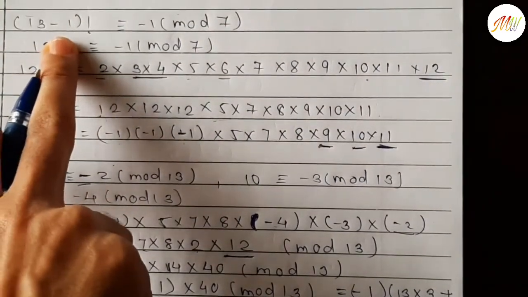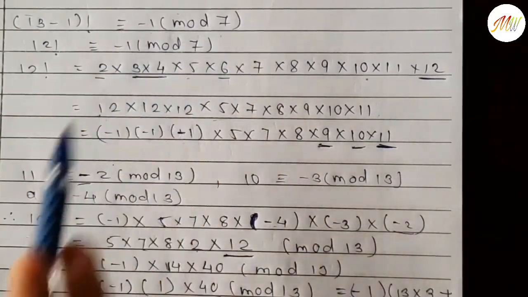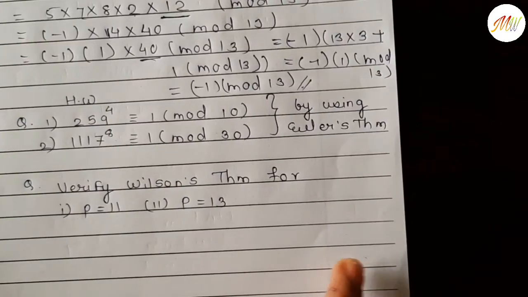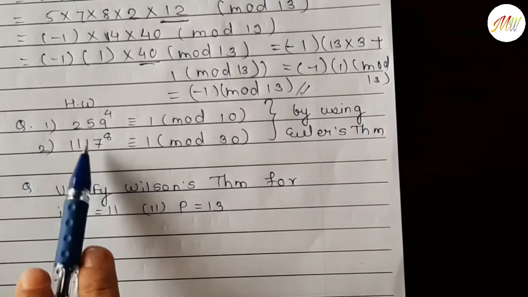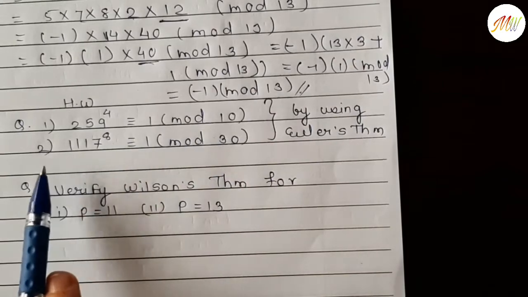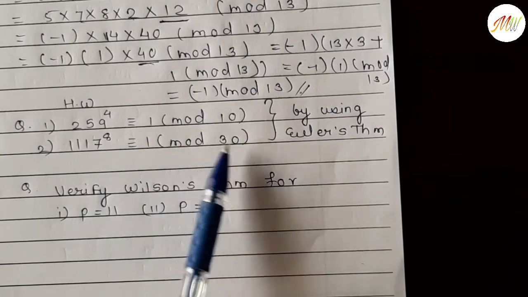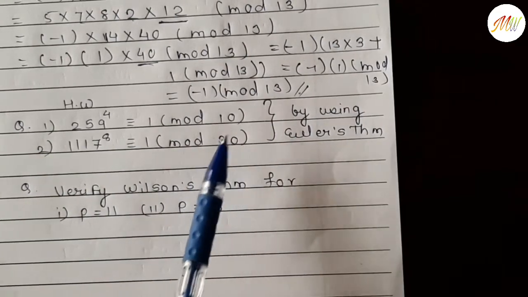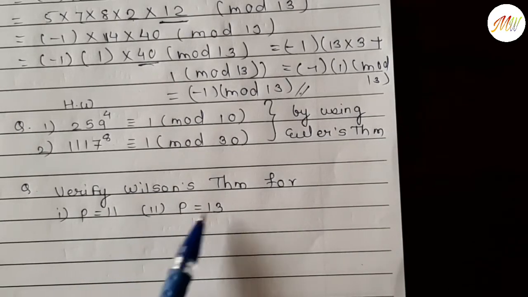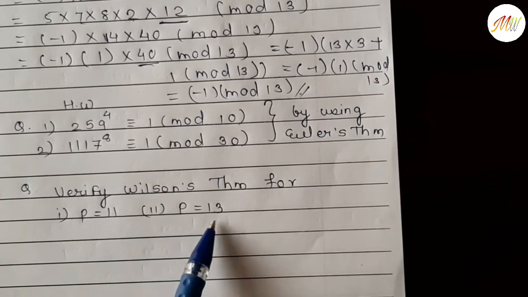That is p minus 1 factorial is congruent to minus 1 mod p. Here I have examples for you guys. So here question 1 is 259 raised to 4 is congruent to 1 mod 10, and the second example is 117 raised to 8 is congruent to 1 mod 30. These two examples can be solved by Euler's theorem, while this example is Wilson's theorem. Okay, so p is equal to 11 and p is equal to 13.